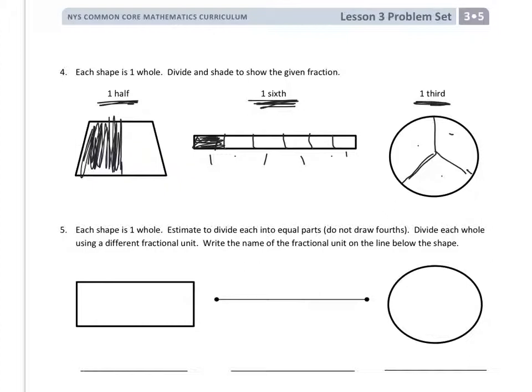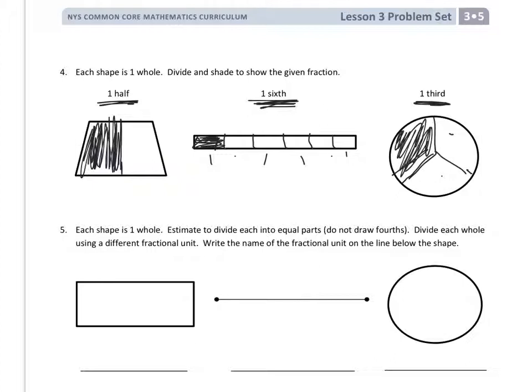We need to shade 1/3. We'll just shade this guy up. It doesn't have to be perfect and pretty. That is 1/3. So if you're in a group of 3 and you got a cookie and you split it into thirds, that would be equal pieces for that cookie, 1/3.